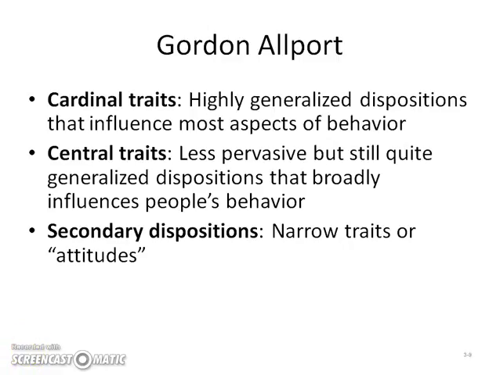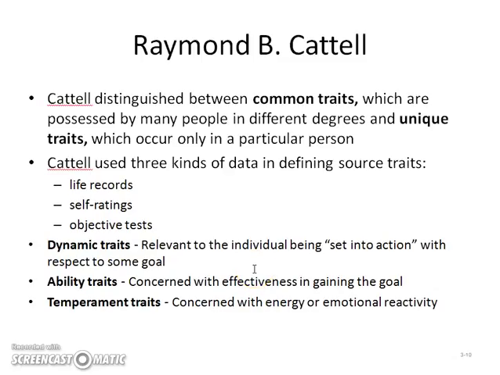reviewing this week. Like Allport, Cattell also distinguished between types of traits and labeled them in different ways for us to understand them a little bit differently. He talked about common traits, which are possessed by many people in different degrees. So I might be anxious about socializing, and you might be, but to a different degree. And also unique traits, which are particular to individuals, not universal. He used data to define those source traits, and our text does a nice job describing the ways you would collect data to look at the traits and types of personality dimensions.